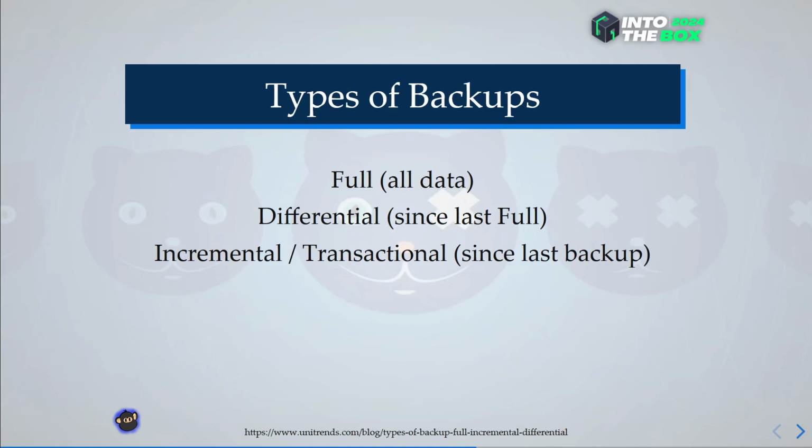Now, there are 3 main types of backups: full, differential, and incremental or transactional. Full is a complete backup of the entire system. This type of backup is the slowest to complete and requires the most space, but it is the fastest and least complicated to restore, since you only need 1 file. Though because of the necessary infrequency, they may result in significant data loss.